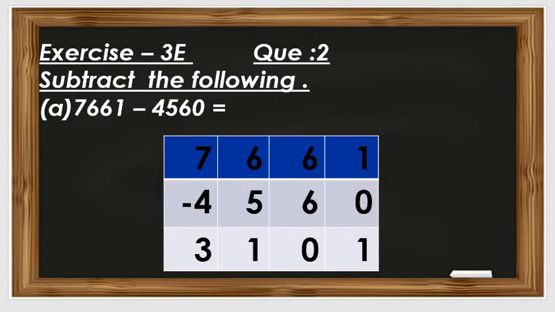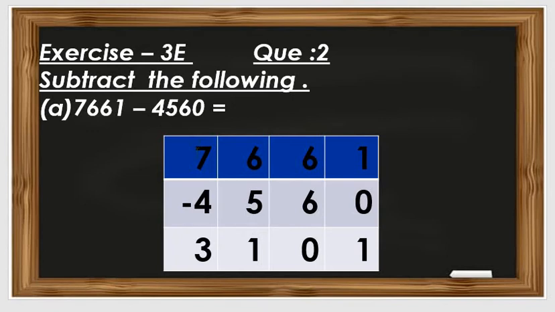Then after that, the next step, 6 minus 6. We can easily take out from 6 to 6. 6 minus 6, so 0. Then after, 6 minus 5. 6 minus 5, how many, all students? 1. 6 minus 5 is equal to 1.